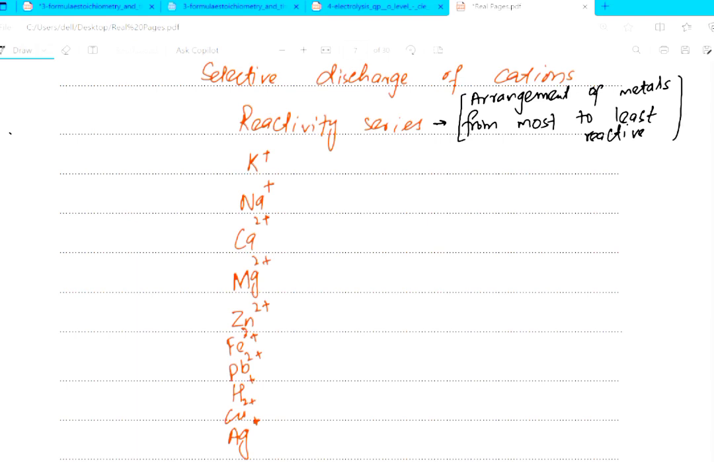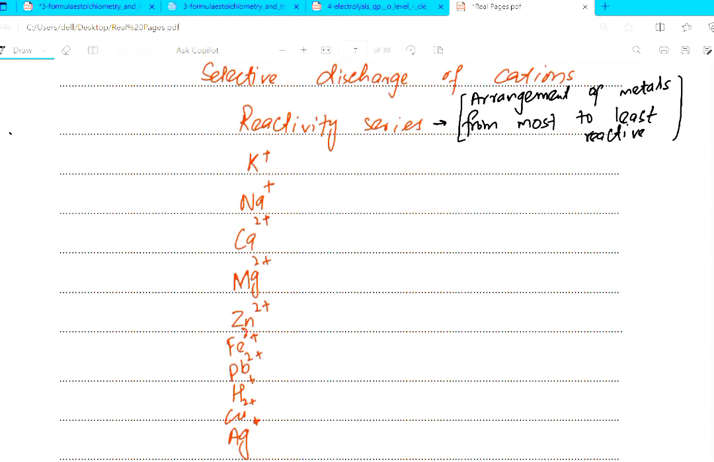So you can see the ease of discharging increases from top to bottom. Ease of discharging increases means the lower one will be discharged preferentially over the upper one. It will be discharged first before the upper ones. Silver will be discharged first, even before copper, and when copper and hydrogen are present, the copper will be discharged first.